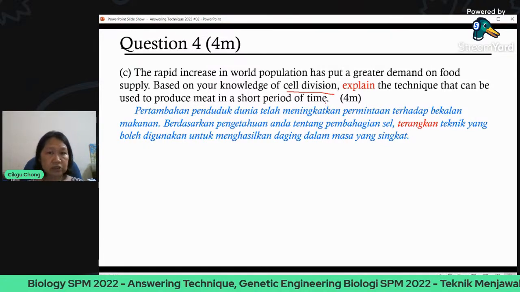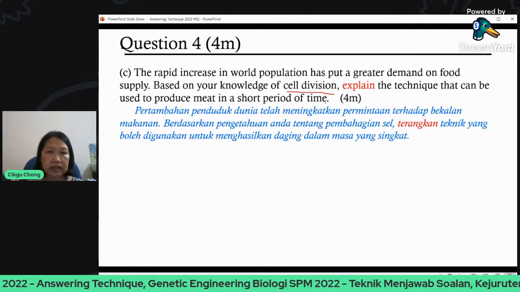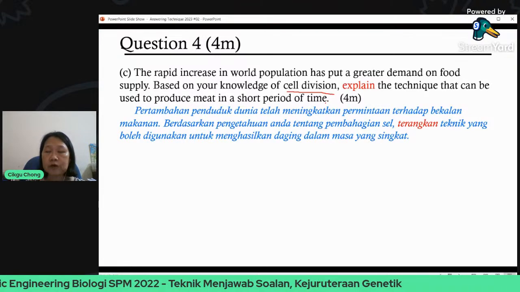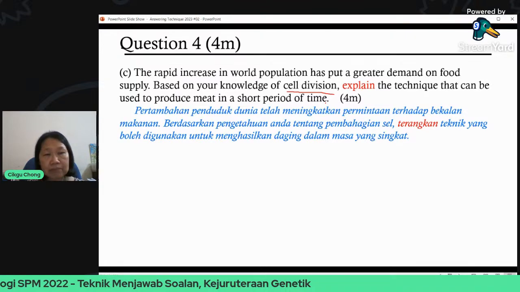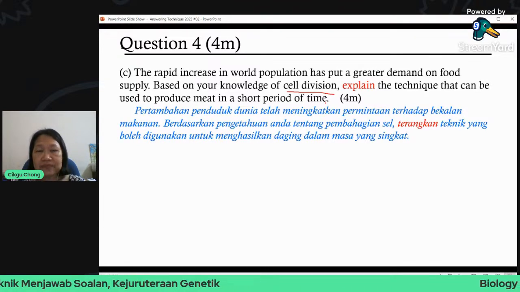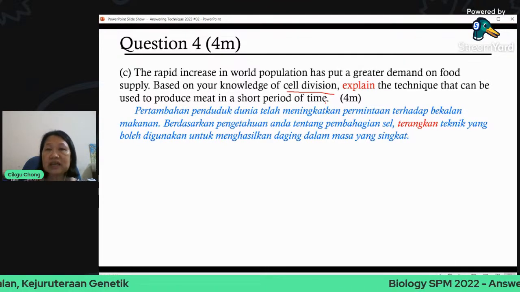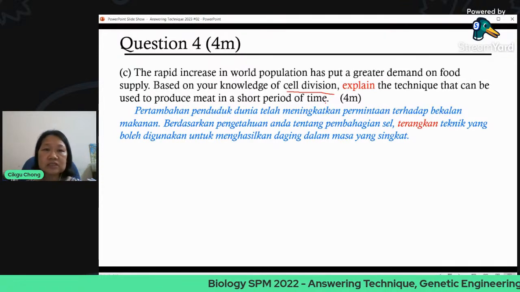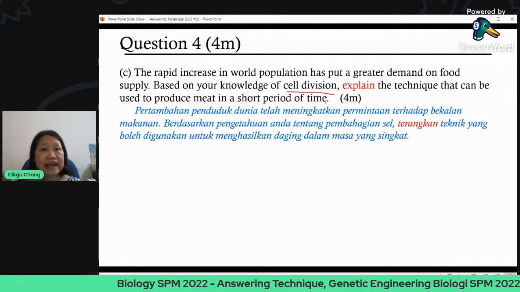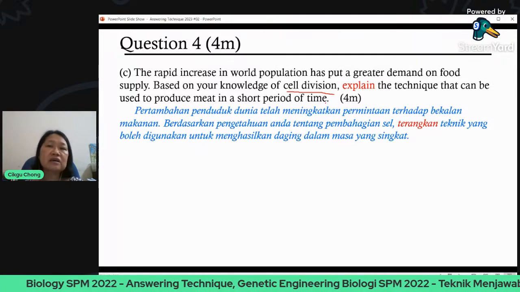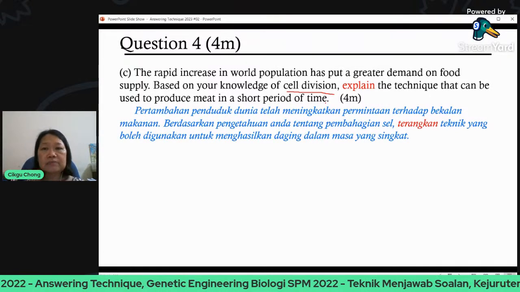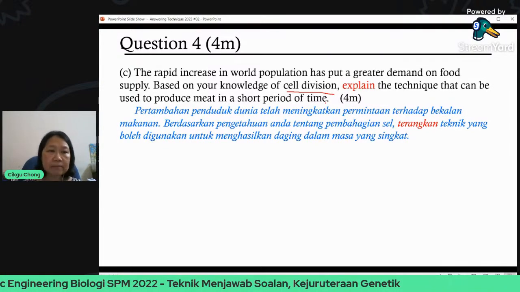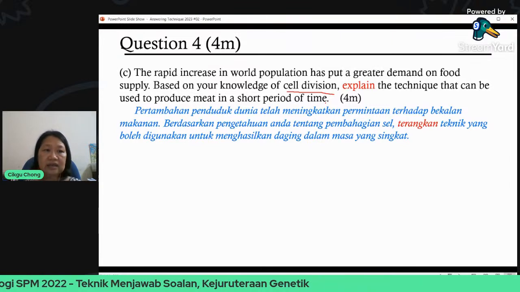Now, it has actually happened in the UK and elsewhere. There are methods to produce meat that is not coming from the actual animal, okay? It is able to be done because we are using the concept of cell division. We have this culturing technique, pengkulturan. It can produce very fast, okay? We don't have to kill the animal, right? So, with the increase in population, explain the technique that can be used.